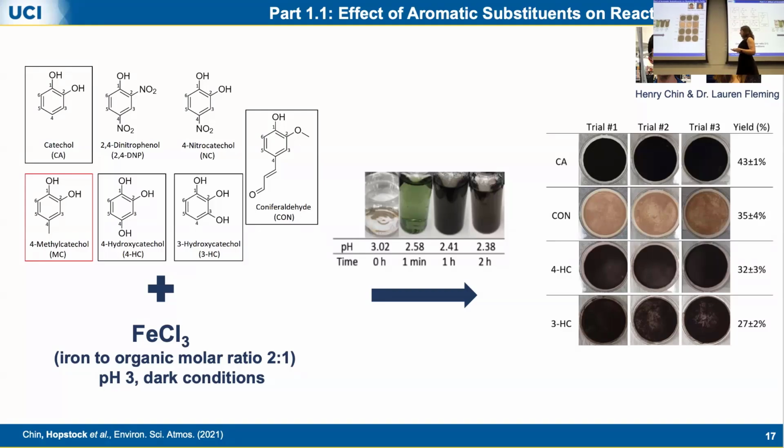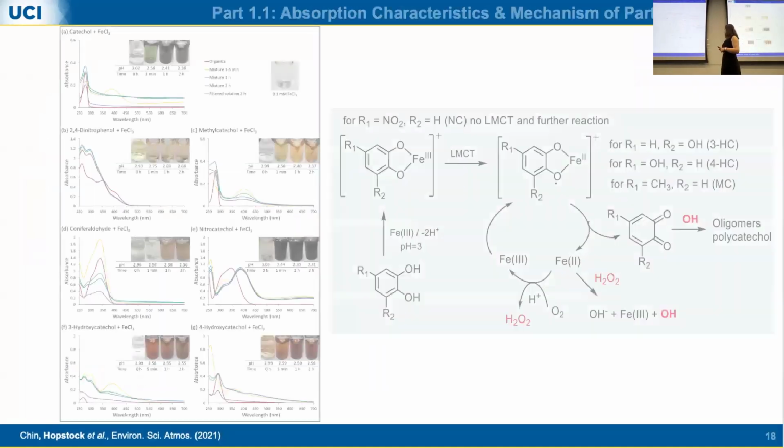And what you'll notice in this picture is that the organics are pretty much clear. But then once you add iron, the solution changes to green. And within an hour, it's completely black. And then we filtered the particles out for the reactions that produced them on this 2-hour time scale. And they were very, very dark in color. And so that was interesting.